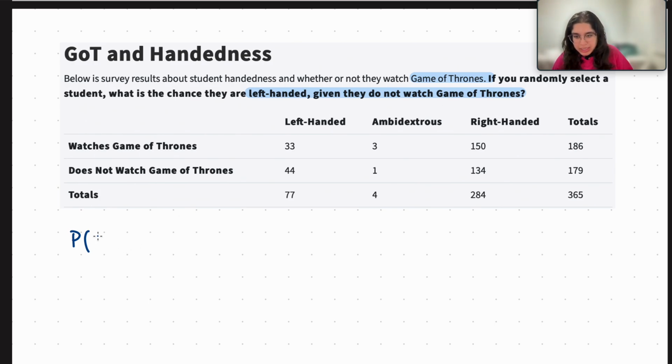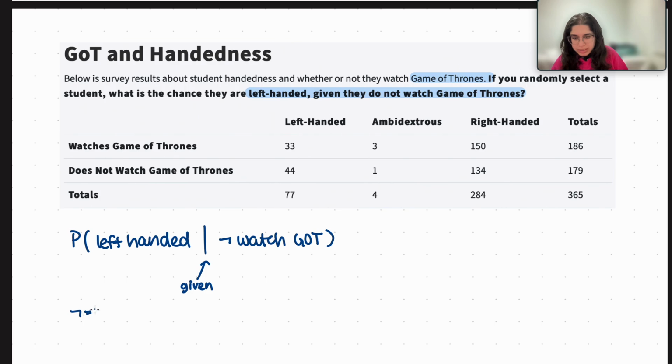So the student is left-handed given, and this symbol here, that's going to be my given symbol, given that they do not watch Game of Thrones. And this symbol is the not symbol. So I have the probability that the student is left-handed given they do not watch Game of Thrones.